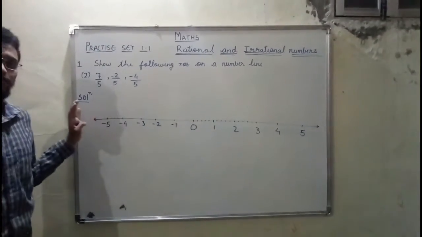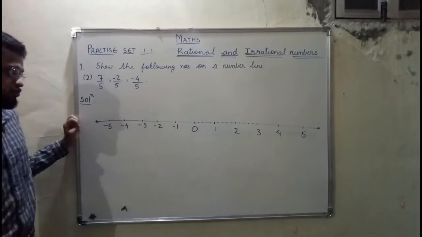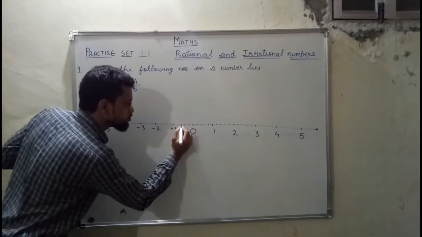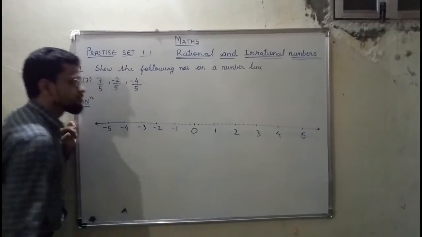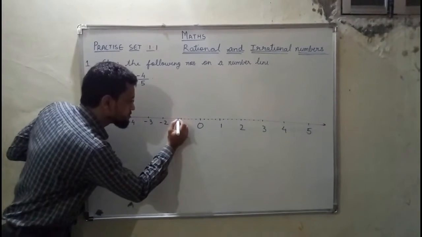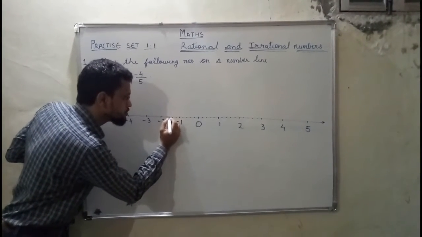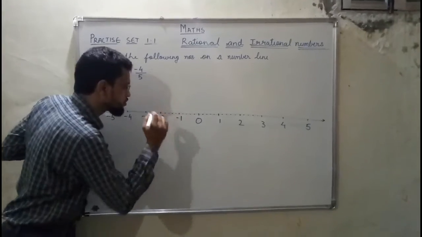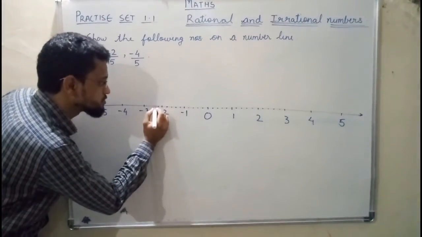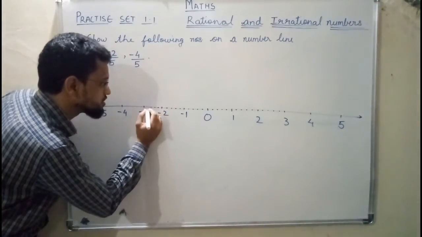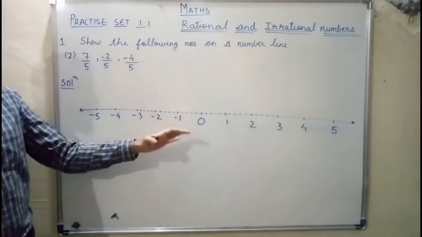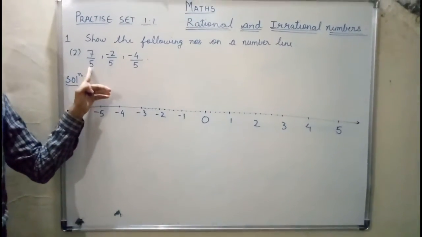Similarly, on the left hand side, we have to divide it into 5 equal parts as well. From 0 to minus 1: 1, 2, 3, 4 and 5. Minus 1 to minus 2: 1, 2, 3, 4 and 5. From minus 2 to minus 3: 1, 2, 3, 4 and 5. We are dividing into 5 equal parts because the denominator is 5.